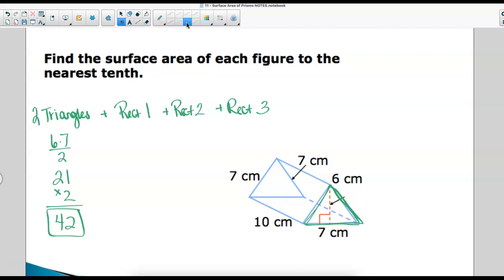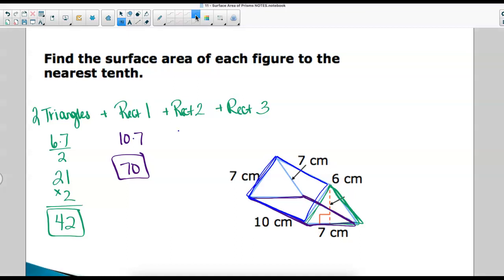Agreed? Okay. Then I'm going to change colors. I'm going to go with this rectangle first on the bottom. What are the dimensions on that rectangle? 10 times 7, which is 70. Okay, then let's go with this one. This is 7 by 10. So that's 70 again.